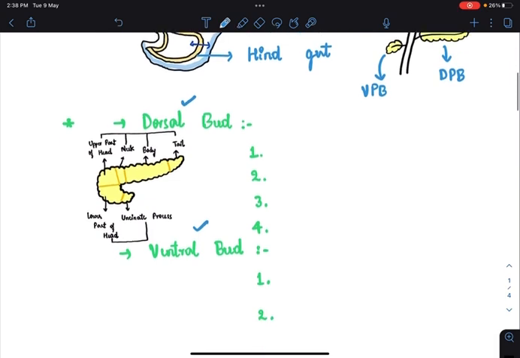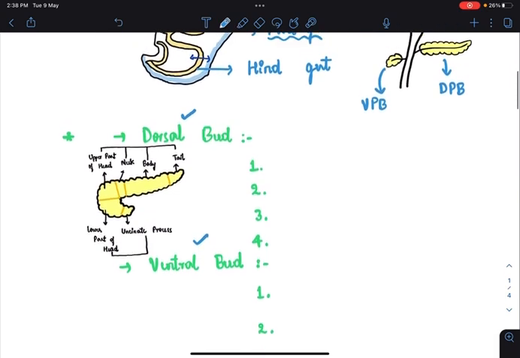So let's discuss what the dorsal pancreatic bud gives rise to. See this diagram, the pancreas diagram. This is the adult pancreas. The adult pancreas is divided into, let's go from below to above, the uncinate process, the head, and the whole head is divided into the lower part of the head and the upper part of the head, and then neck, body and tail. These are the parts of the adult pancreas.